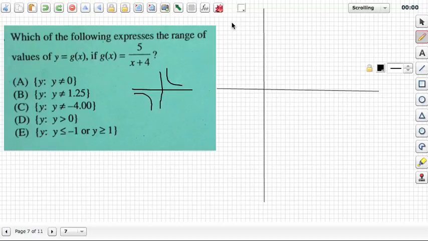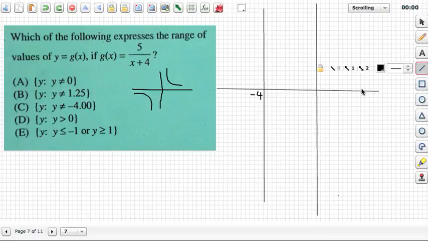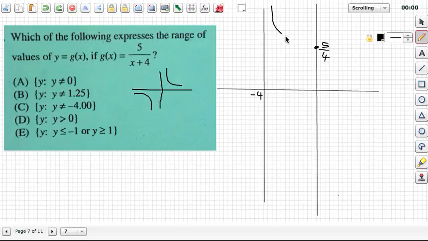So if I were to say that this is -4, and I'll just create a y-axis somewhere here. Then, if x is 0, 0 plus 4 is 4, so at 5 over 4, 5/4 is where it's going to cross the y-axis. And the other part of the graph will go like this. So the correct answer for this would be A, where y is not equal to 0.